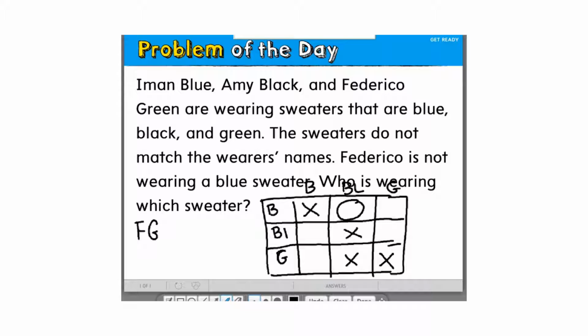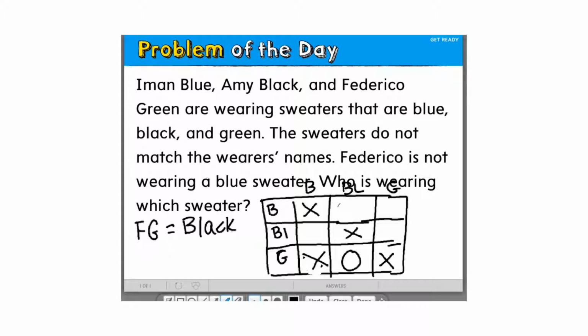Hold on. Sorry. I marked out something wrong. So, Federico is not wearing blue. I did that correctly. I need it to go right here. Black. BL is black. Oh, you're right. They both start with BL, so that was hard. I guess I should have written down my key.